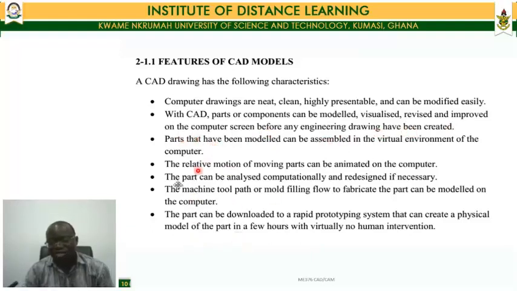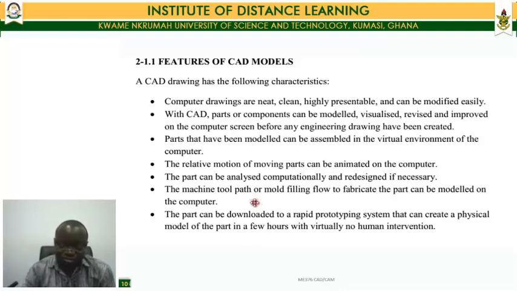Now, parts that have been modeled can also be assembled in a virtual environment, so you can see the assembly on the computer screen, and you can even turn it around to see all other views that you may not see when it is on paper. Now, you can also simulate relative motion between the parts. You can actually do animation to see it on the computer. You can also analyze computationally and redesign the part if necessary. So you can also use the CAD model to do machine tool paths and mold filling flow to actually fabricate the part.